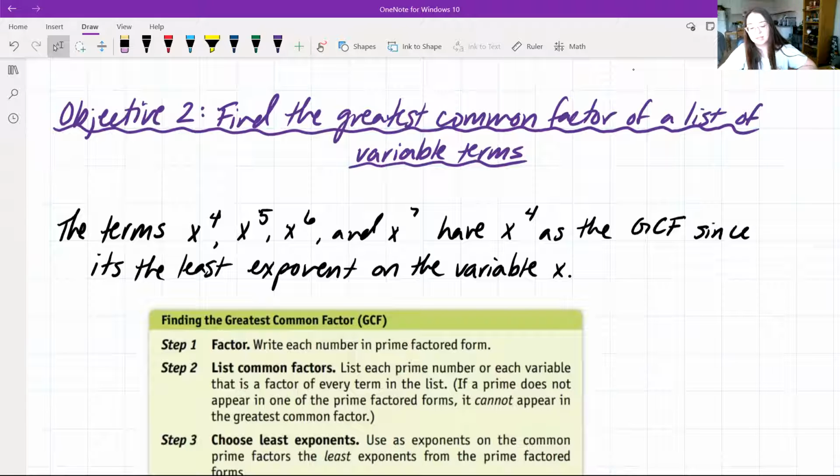We could express x to the power of 6 as x to the power of 4 times x to the power of 2. And we can express x to the power of 7 as x to the power of 4 times x to the power of 3. So we see we contain x to the power of 4 in each one of our variable terms. So x to the power of 4 would be the greatest common factor.